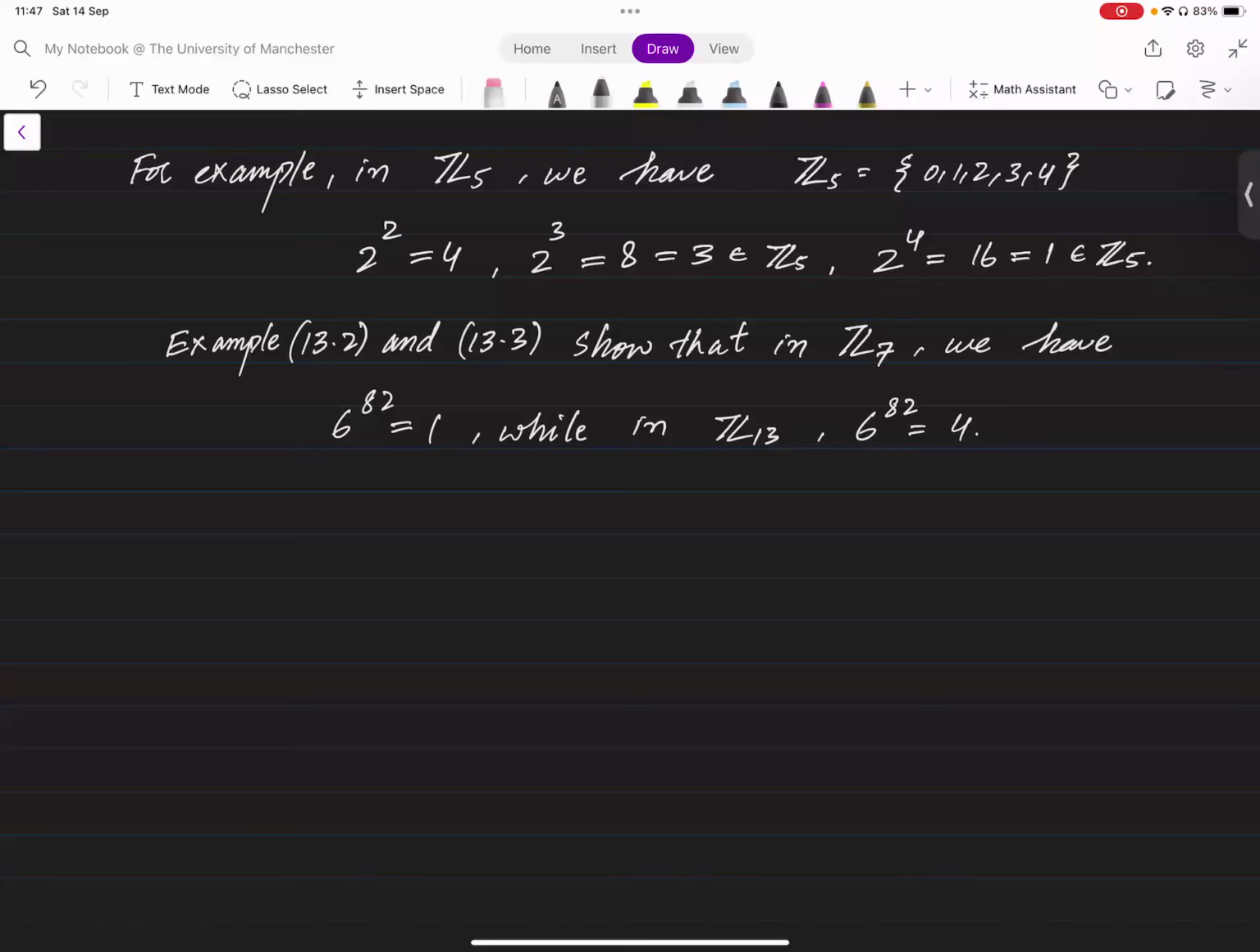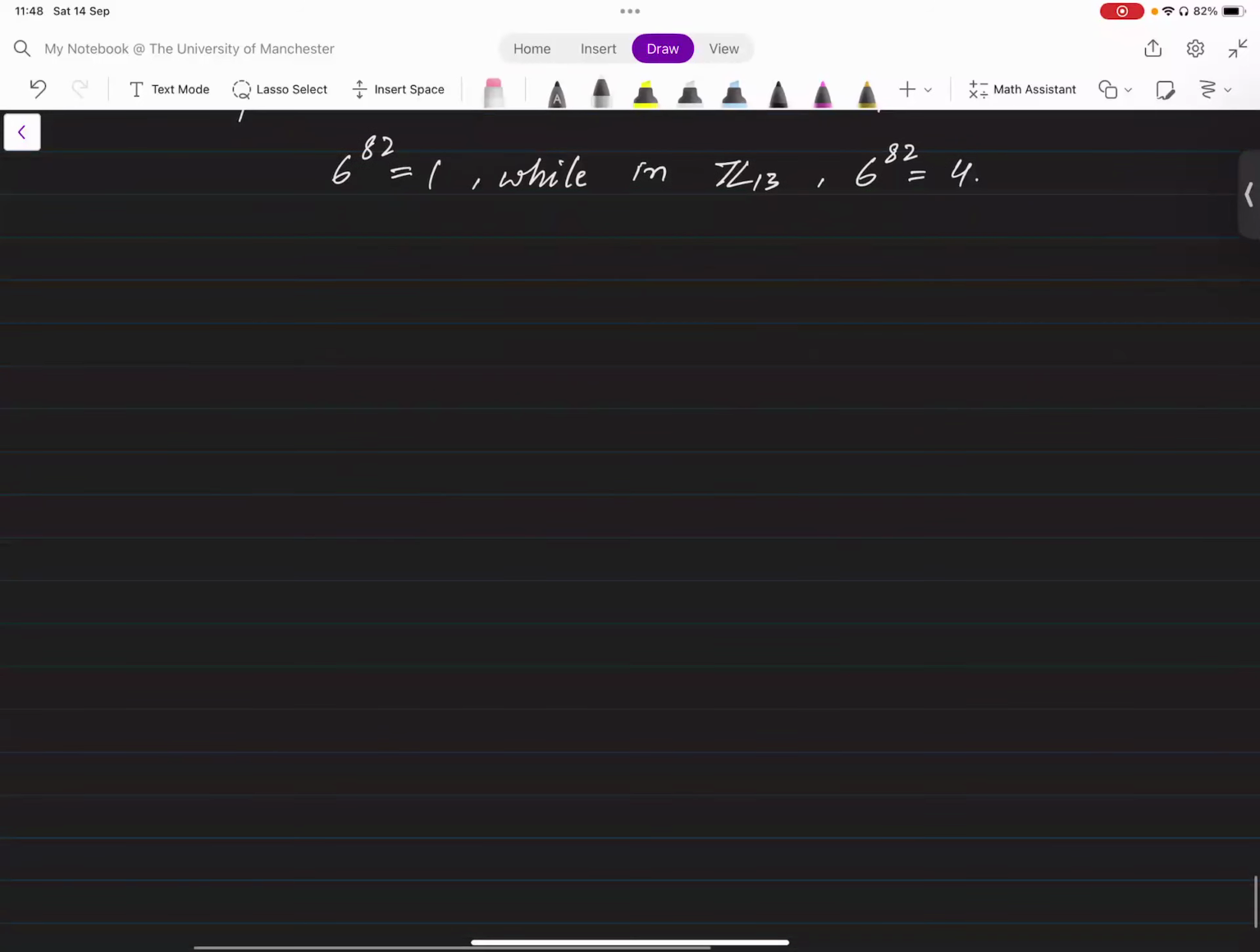Previously, we have talked about these two examples, and then we have solved it for Z7 and solved it for Z13. And we have these two different answers for a similar number. So it depends on the system, like Z7, Z5, Z13, in which you are working on. Okay, perfect.